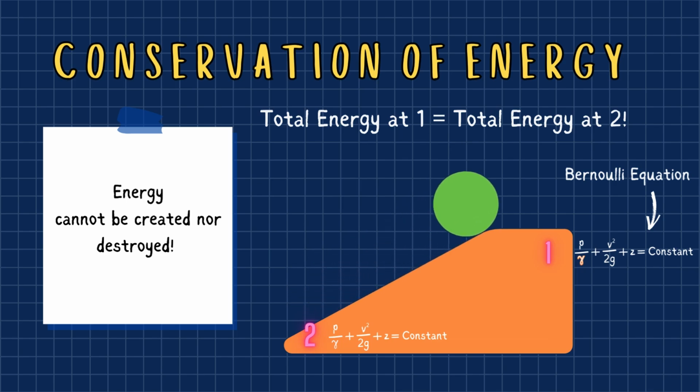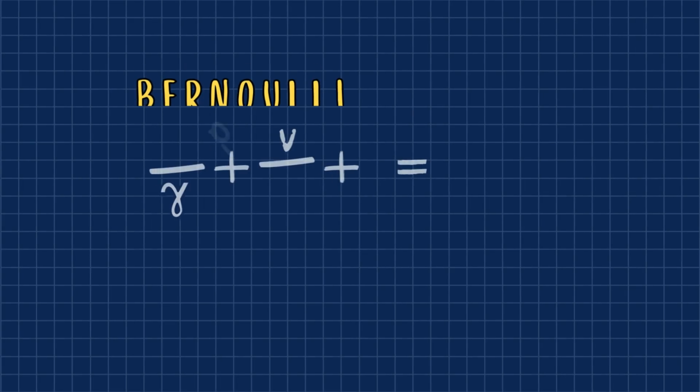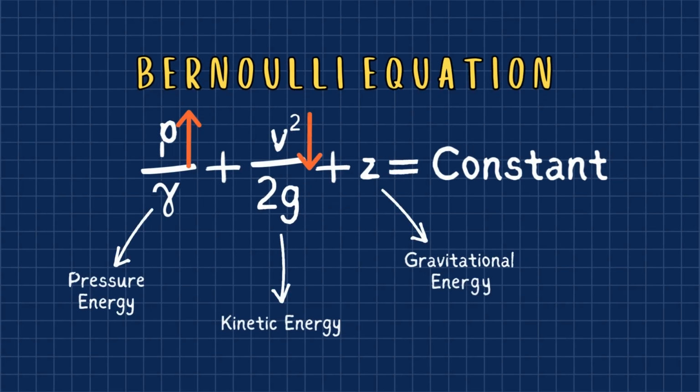Bernoulli's equation reflects this principle by showing that the total mechanical energy of an incompressible, non-viscous fluid remains constant along a streamline. Bernoulli's equation is applied to the laws of conservation of energy, where we see a balance between three forms of energy per unit volume: pressure energy, kinetic energy, and gravitational potential energy. If one of these quantities changes at a point along the streamline, at least one of the other quantities must adjust accordingly to maintain the total energy.